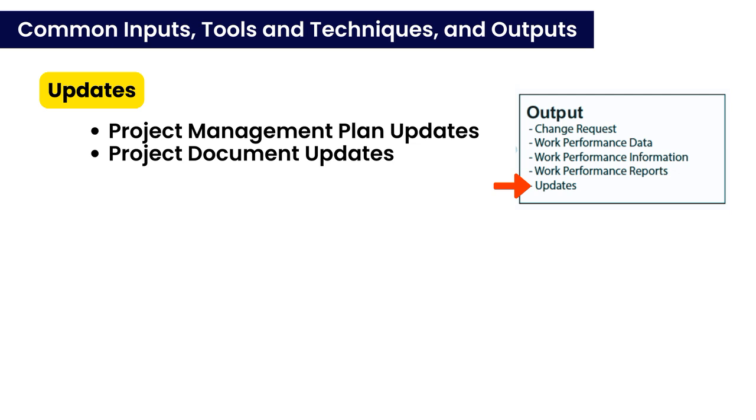Project documents updates involve revisions to any of the 33 project documents. For instance, if a new risk is identified during the identify risks process, the project manager must update the relevant project document such as the risk register to capture this information. In short, updates are a common output that ensures project documents and plans remain current and reflect the ongoing progress and changes throughout the project.